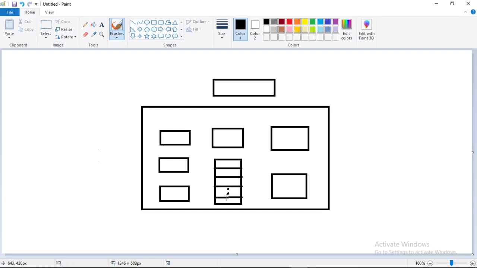This is dot dot. I'm mentioning the names inside those boxes. But before that I have to create another thing. Let me check for different shapes.